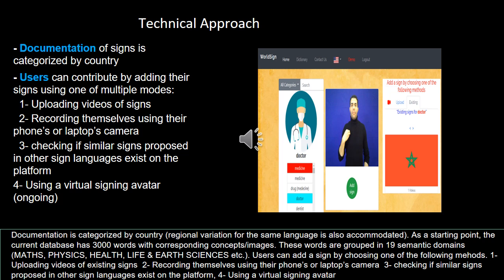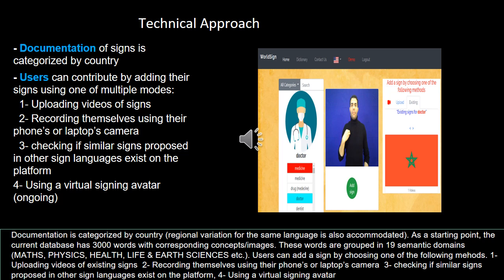Documentation on AfricaSign is categorized by country, but regional variation for the same language is also accommodated. As a starting point, the current database on the platform has 3,000 words with corresponding concepts and images. That is, each word has a corresponding image or concept that describes or visualizes the word. These words are grouped in 19 semantic domains: maths, physics, health, life and earth sciences, etc.